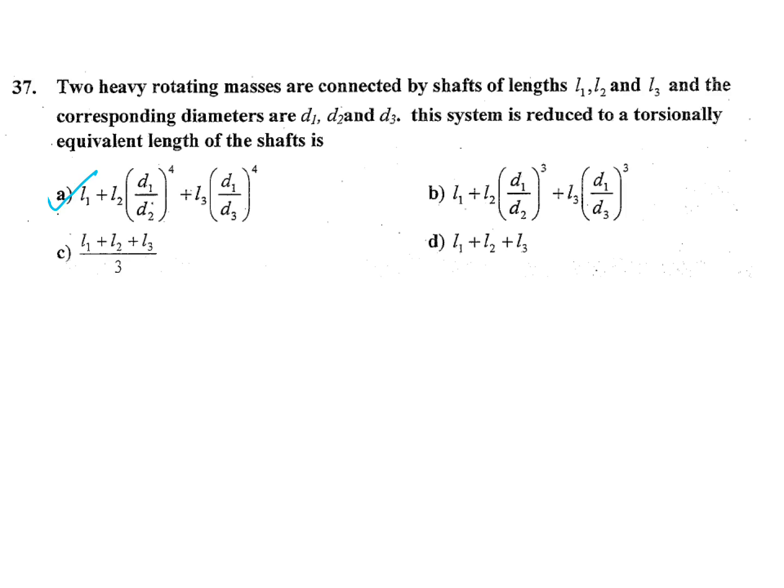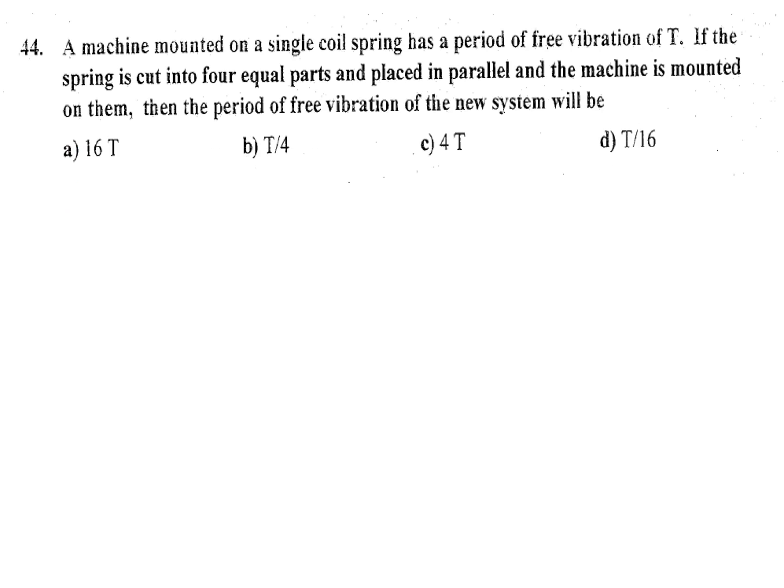A machine mounted on a single coil spring has a period of free vibration of T. If the spring is cut into 4 equal parts and placed in parallel and the machine is mounted on them, then the period of free vibration of the new system will be how much? Spring first K stiffness, cut into 4 parts. So we will use this formula.